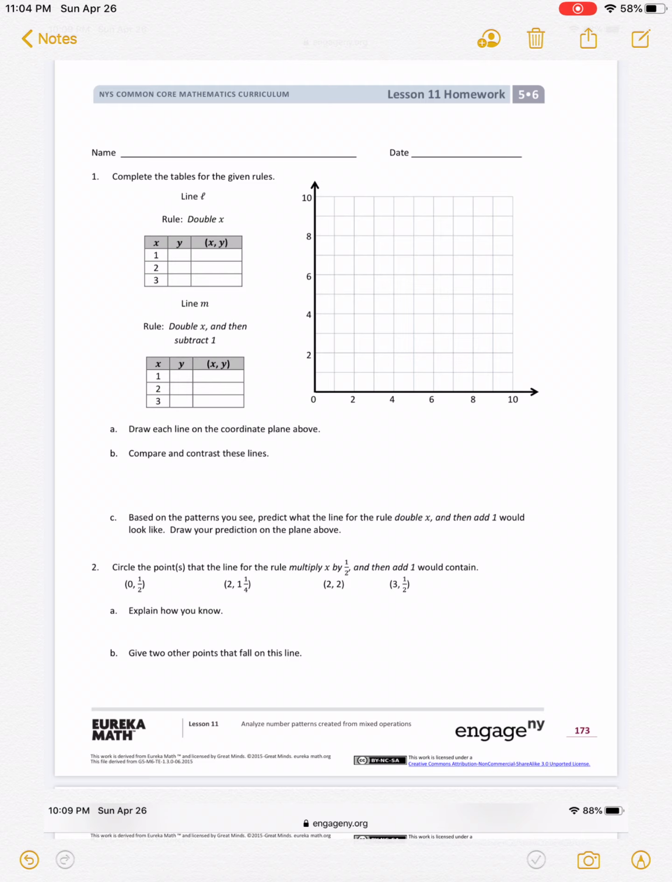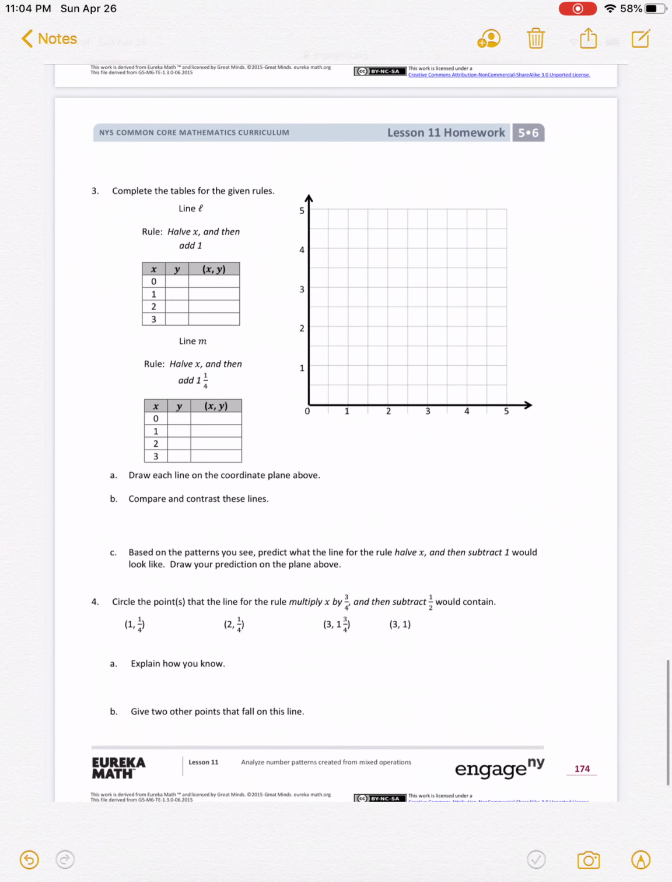All right, you all. All right, that's it. This is page 2 for homework.